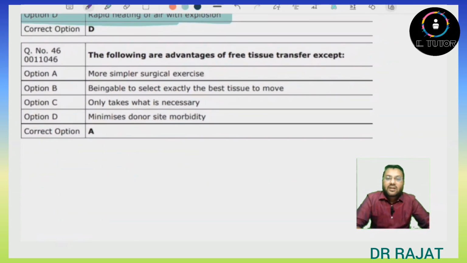The following are advantage of free tissue transfer except. So free tissue transfer, more simpler surgery exercise, no. It is indeed a complex procedure.